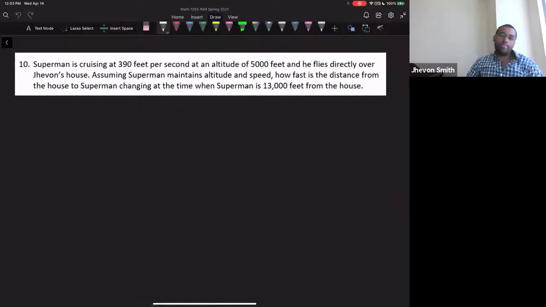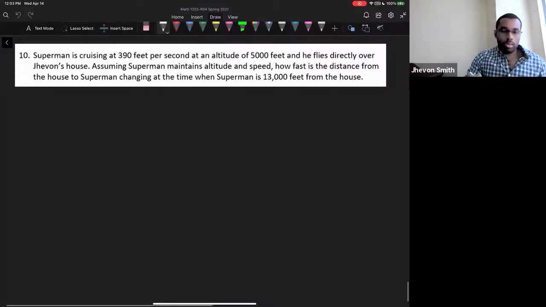All right. Problem 10. Superman is cruising at 390 feet per second. He's at an altitude of 5,000 feet and he flies directly over Jhevon's house. He always does this every Sunday. Assuming Superman maintains this altitude, right? He maintains altitude and speed, so that's not changing. How fast is the distance from the house to Superman changing at the time when Superman is 13,000 feet from the house?